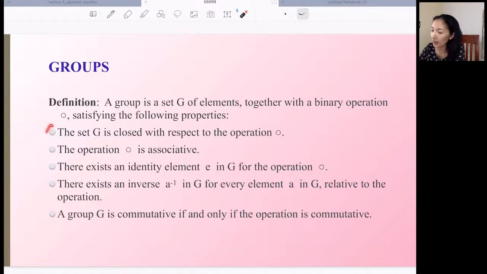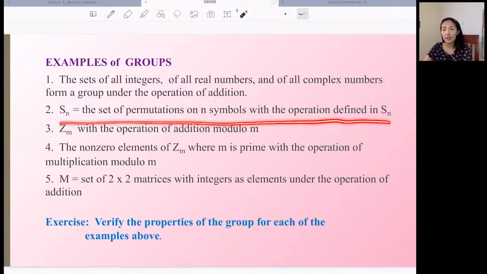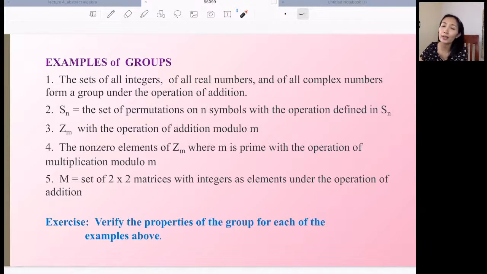Therefore, number 1 here: the set of integers, all real numbers, and even your complex numbers form a group under the operation of addition. Next, number 2, the set of permutations on n symbols.